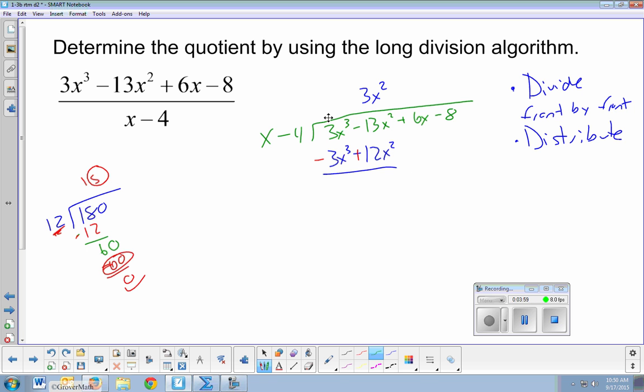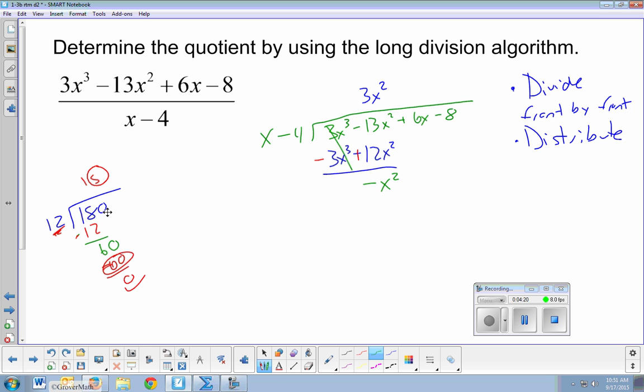These will cancel out. The front pieces will also cancel out, much like this does. 18 minus 12 is 6. There's not a number here because these subtract out. The same thing's going to happen here. These will always cancel out. These might, or they might not. In this case, they don't. Negative 13x squared plus 12x squared is negative 1x squared.